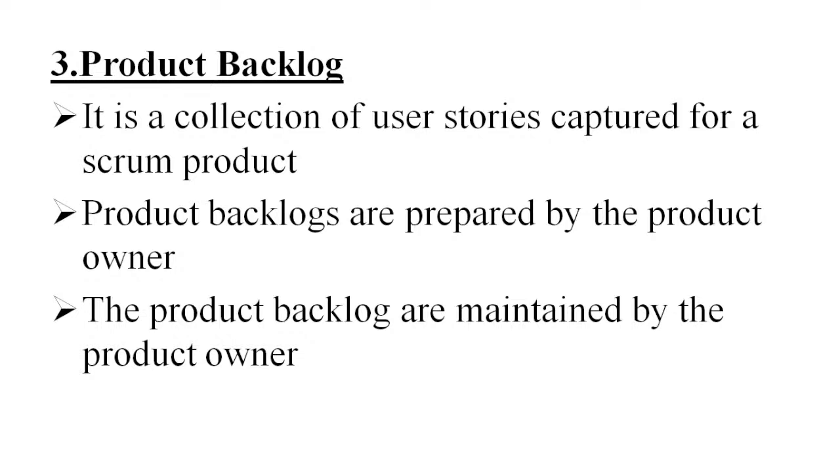So the product backlog is nothing but the collection of the entire user stories captured for a Scrum product. In order to develop, test, and deliver the Scrum product, we collect the entire user stories which are available in that particular build. This will be named the product backlog. It is a collection of user stories captured for a Scrum product.